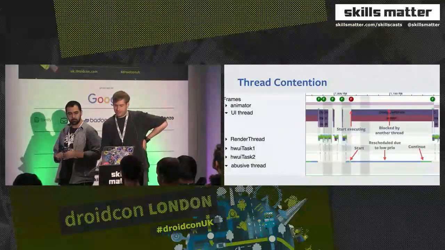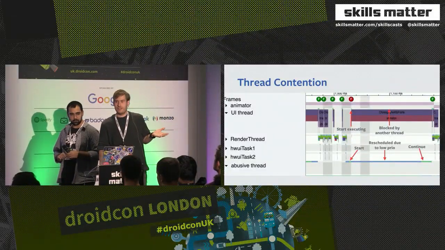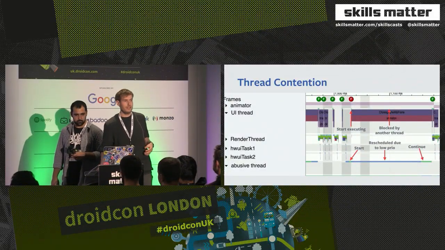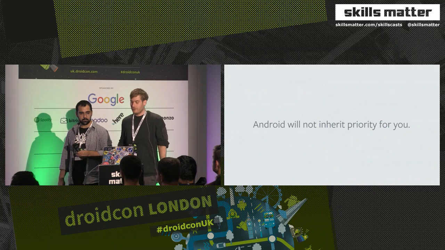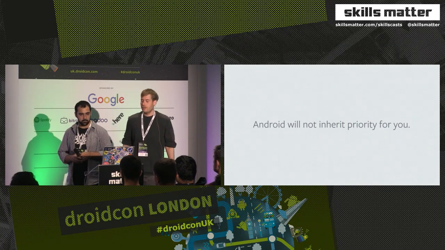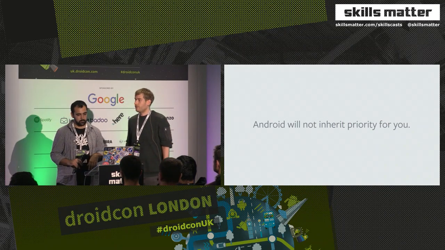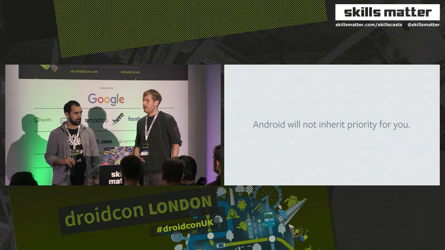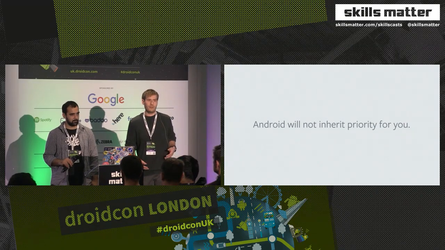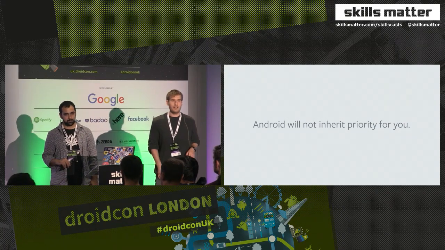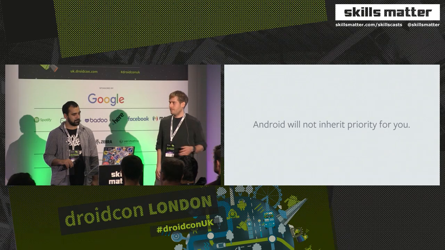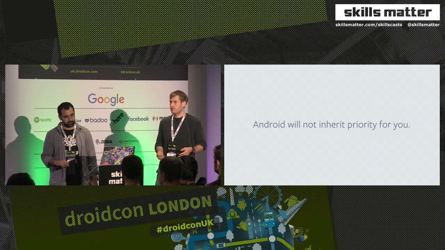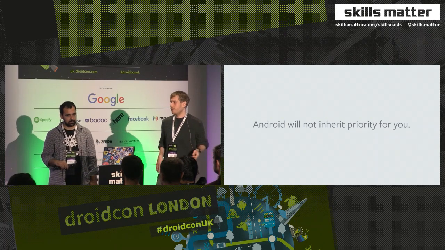So this leads us to an important conclusion that you should be aware of if you're doing any sort of multi-threaded code with locks, which is that Android will not inherit priority for you, and you'll need to do it yourself. If you have any potential to block on locks from the main thread to some sort of background thread, you really want to make sure that those background threads have the same priority as the main thread, or else you'll stall for longer than if you had done the work on the main thread.